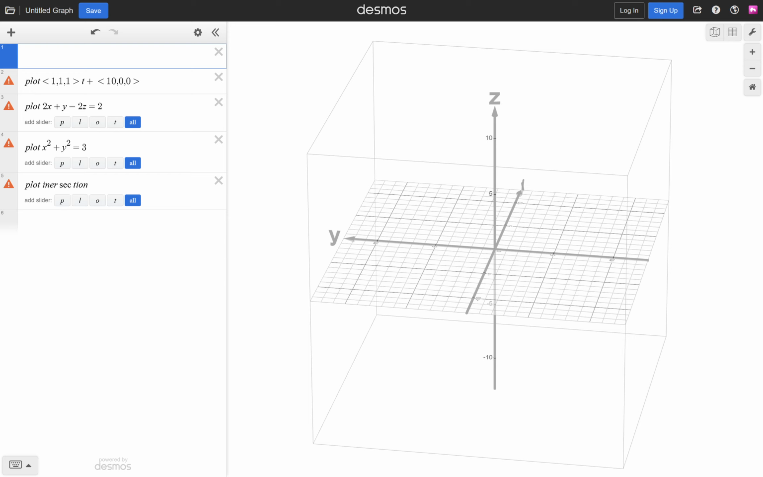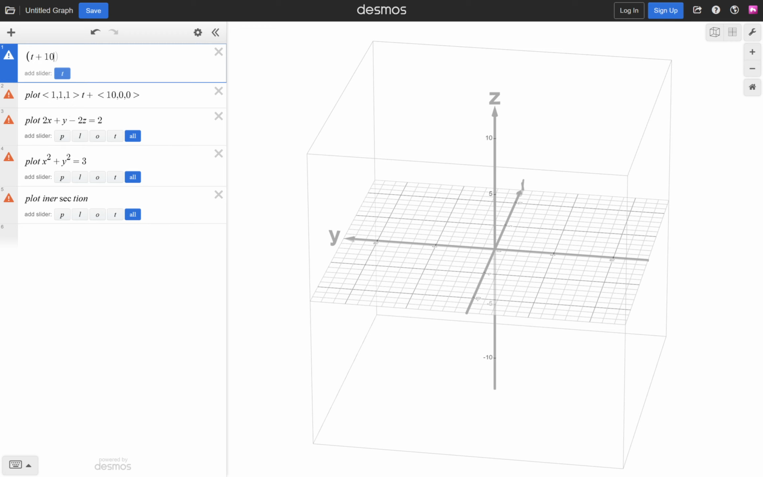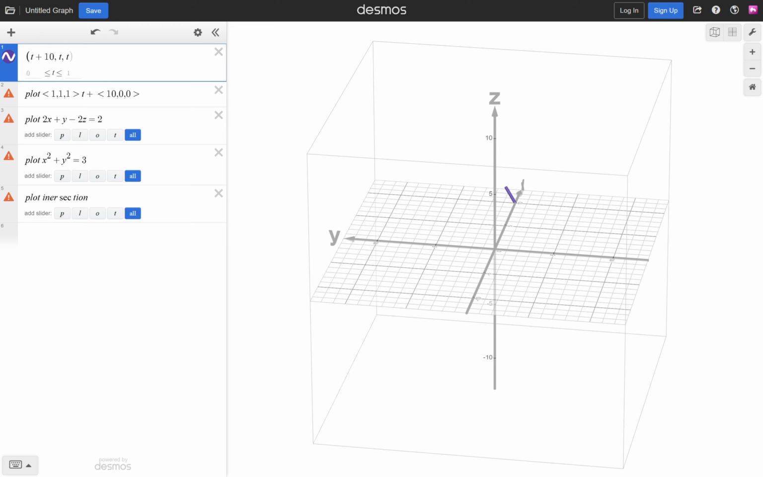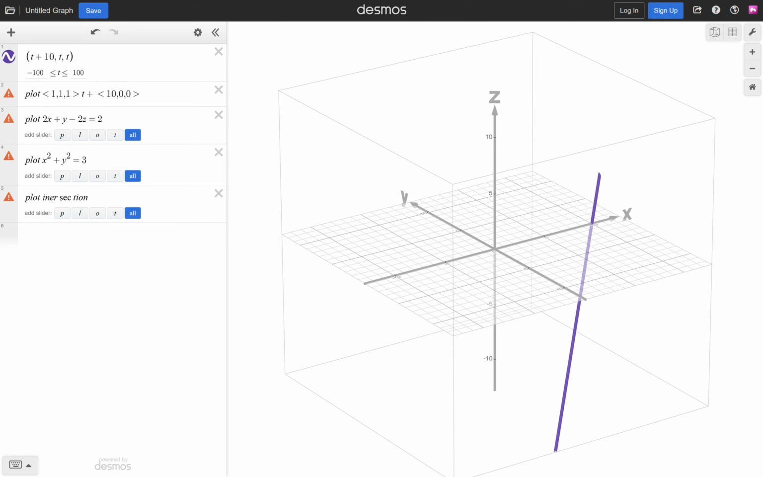We are first asked to plot this line given here. The way we can do this is by creating a point in Desmos with one variable, and with this addition we can multiply t into the first vector and add the second vector, so that would look like t plus 10, t, and t. And even though it's a point, we can range t to be almost negative infinity to infinity, but I'm just going to do negative 100 to 100 to simulate infinity. And we are given our line here.